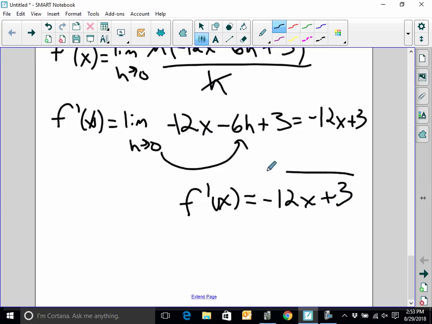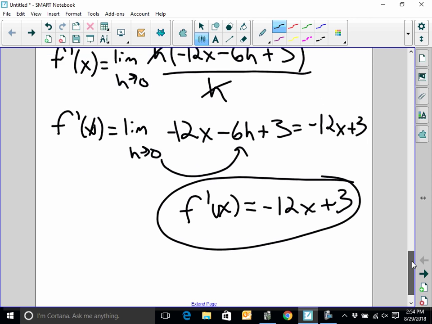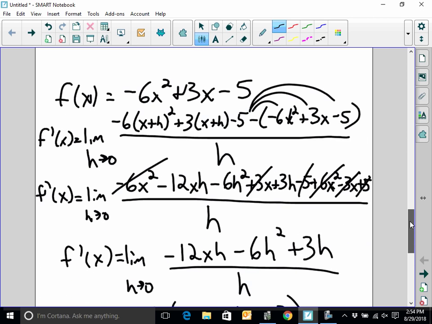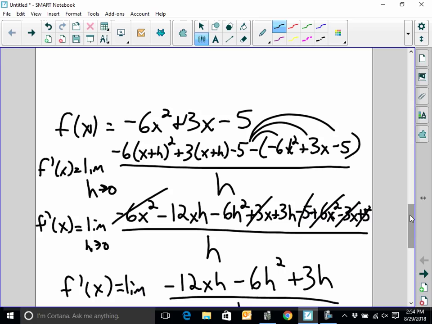So take a look. Did you get the same answer I did? Did you make a mistake like I did in the middle there? That's okay. People do that. We just got to catch them. So there's our derivative, negative 12x plus 3. Once again, take a look at negative 12x plus 3. Compare it to our original function, negative 6x squared plus 3x minus 5. Do you see the pattern? Think about it. We'll talk about the pattern later on.